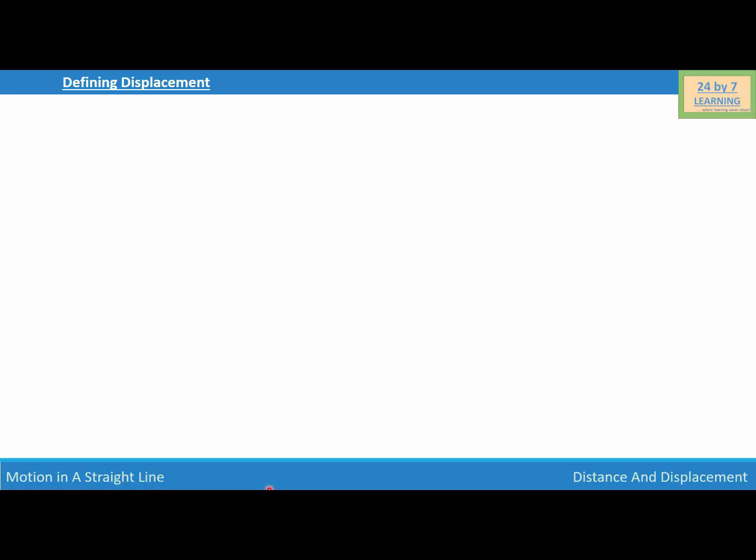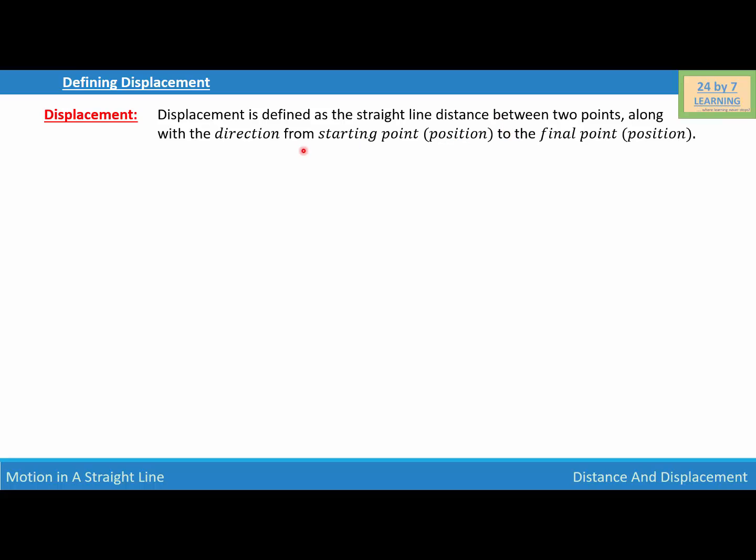So let's begin. Defining displacement. Displacement is defined as the straight line distance between 2 points along with the direction from the starting point, which is our initial position, to the final point, which is our final position.